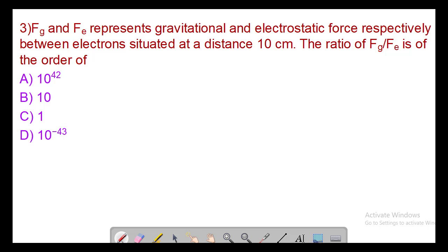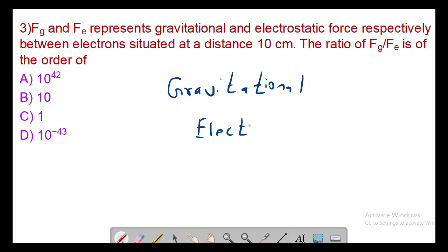Next we come to question number 3. Fg and Fe represent gravitational and electrostatic force respectively between electrons situated at a distance of 10 cm. The ratio of Fg upon Fe is of the order of. Now there are four fundamental forces in nature, of which two are given here. One is the gravitational force, which is always attractive in nature, and the other which is given is electrostatic force.